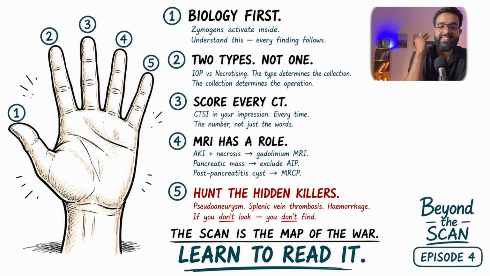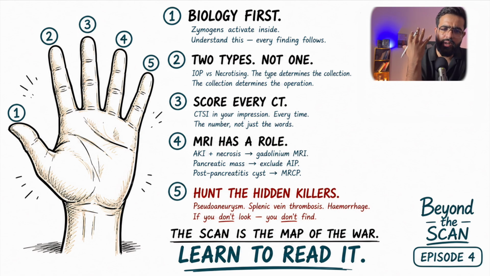4, MRI is not just for the biliary tree. It assesses necrosis when CT contrast is contraindicated. It catches autoimmune pancreatitis before someone removes a healthy pancreas, and it characterizes post-pancreatitis cysts that CT cannot tell apart. Know when to reach for MRI, it earns its keep.